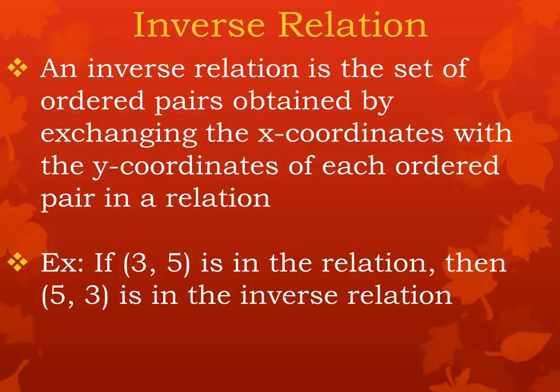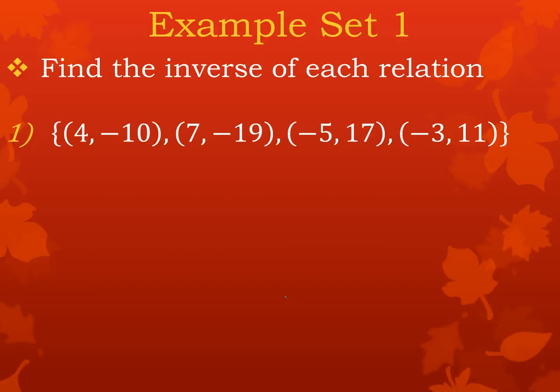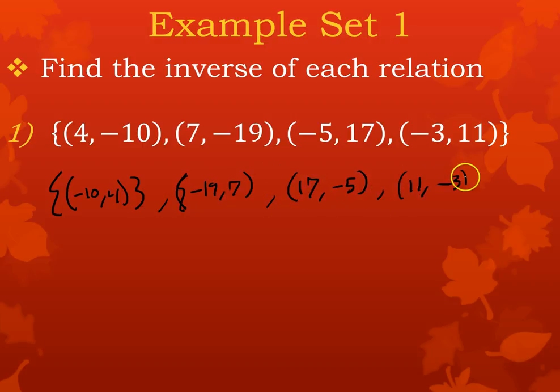So if (3, 5) is in your relation, if I swap those and make it (5, 3), this is now an inverse relation. All we're doing is just swapping x and y's. So if I want to find the inverse of this relation right here, we're going to swap our x and y, so it's (-10, 4), (-19, 7), (17, -5), and (11, -3). Now I represent the inverse of this relation of ordered pairs.